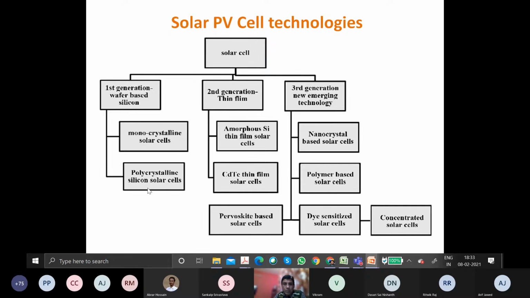Okay, so still the first generation is dominant, and among this first generation, monocrystalline and polycrystalline are the two major categories. Monocrystalline means it is made up of a single crystal, so the grain boundaries are minimal, and you know the definition of crystal, all the lattice are structured properly. So efficiency is very high. Polycrystalline has less efficiency, but has a low cost because it is multicrystalline. Single crystalline process is a little costlier, and the second generation thin film can use cadmium telluride or amorphous silicon as the material.